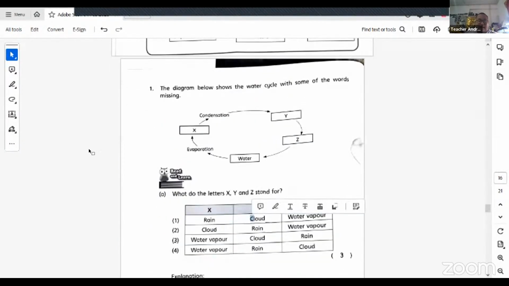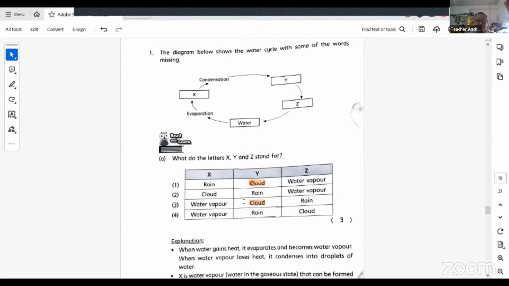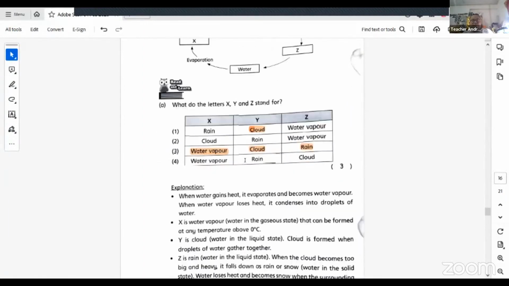Therefore, Y is cloud. Based on this, there's one cloud and there are two clouds, so there are two answers: either one or three. Next, we know that after cloud is rain, because the water droplets are getting heavier, and option 3 fits the criteria of rain. Therefore, the answer is number 3, because condensation comes before cloud and after water vapor.